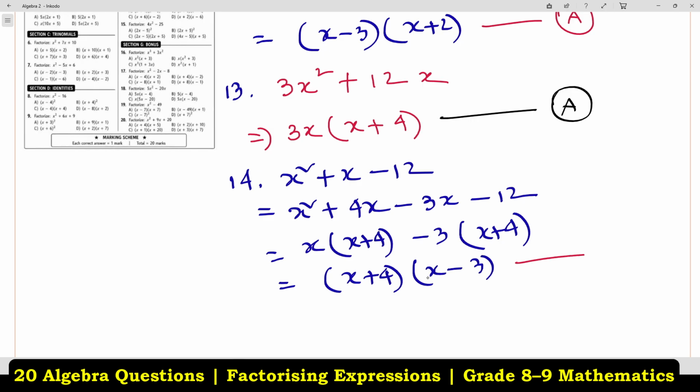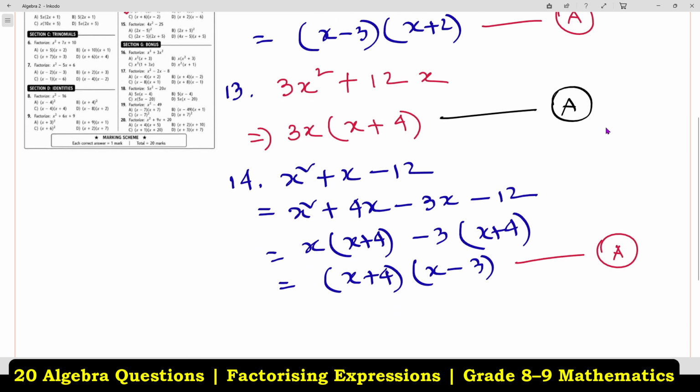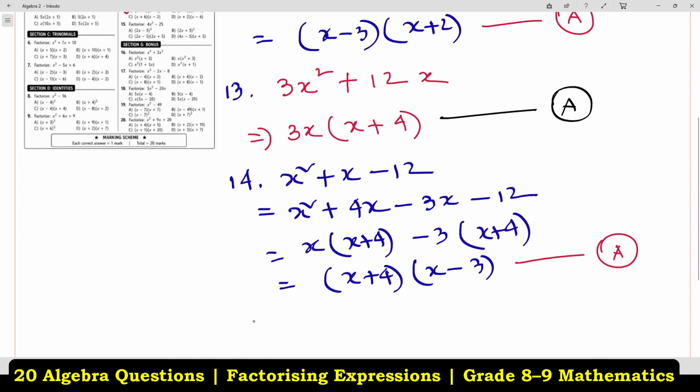So which option? Let's check. It's number 14. So 14 also here is x plus 4 and x minus 3. It means option A. And this one is section F, last question, number 15.